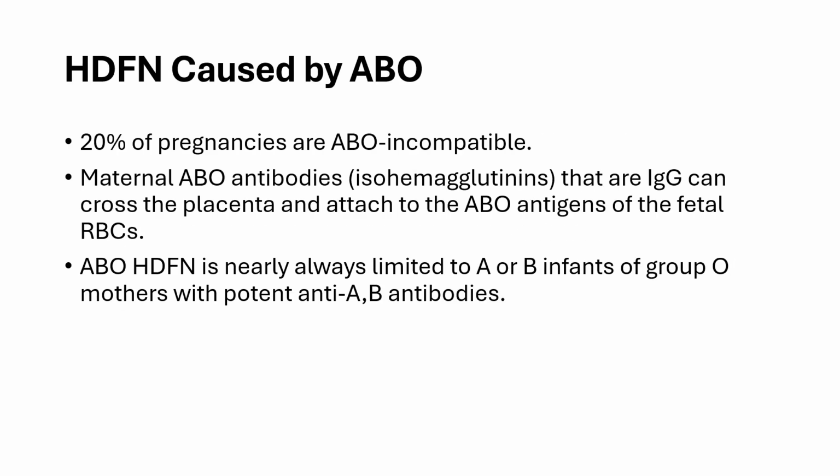Approximately 20% of pregnancies involve ABO incompatibility between mother and fetus. The maternal ABO antibodies of the IgG class can cross the placenta. These IgG antibodies attach to the ABO antigens on the fetal red blood cells. ABO hemolytic disease of the fetus and newborn is almost exclusively seen in infants with blood group A or B born to group O mothers who have potent anti-A and anti-B antibodies.